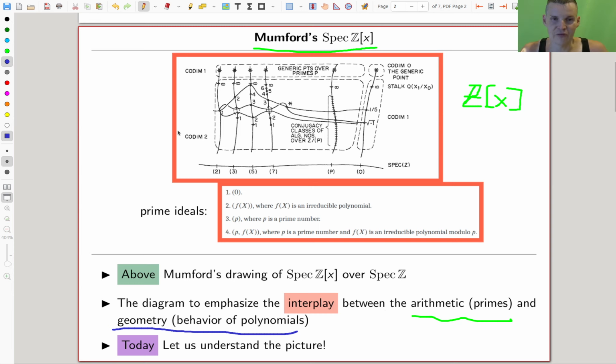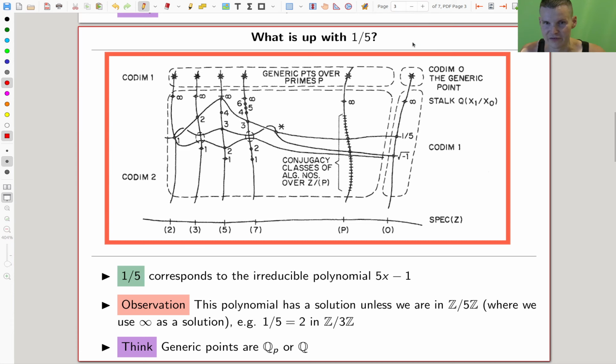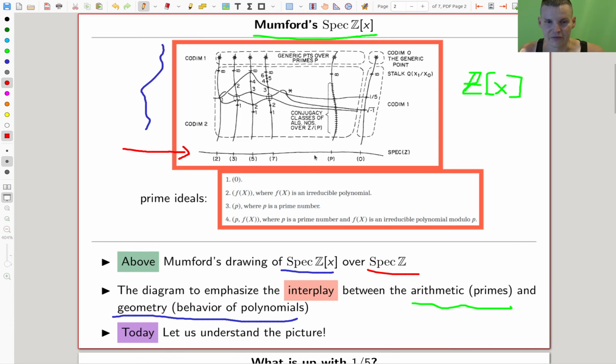And it's Mumford's drawing of Spec ZX, that's the one at the top. And we draw that over Spec Z, which is the line here at the bottom, right? I have a bigger picture on the next slide. Actually, all pictures I have in this talk are just this picture, so don't worry about it. I can already show you, we'll zoom in in a second. But for now, we just stay here. We're trying to understand that picture.